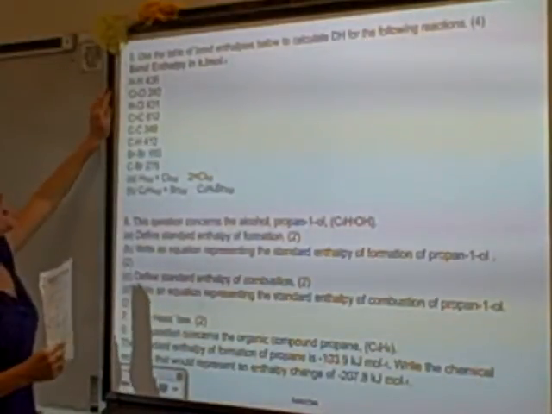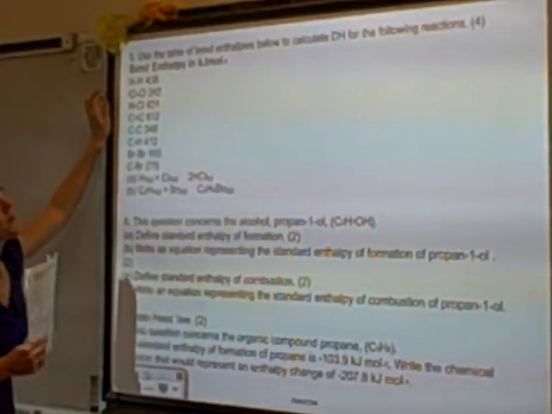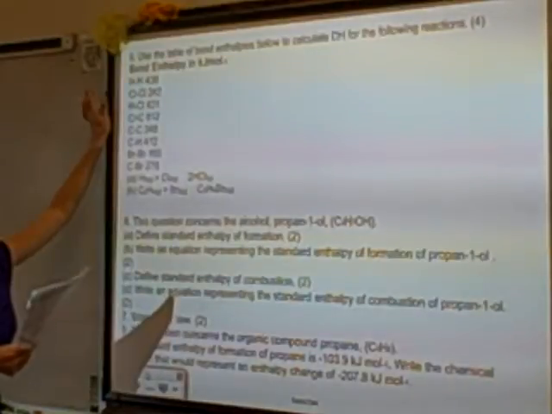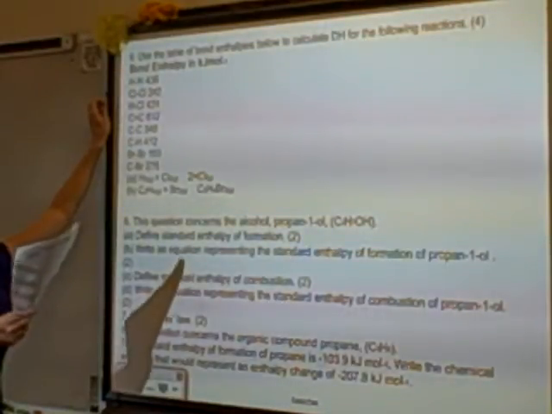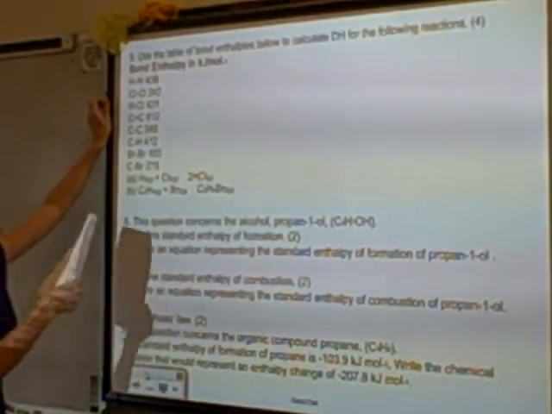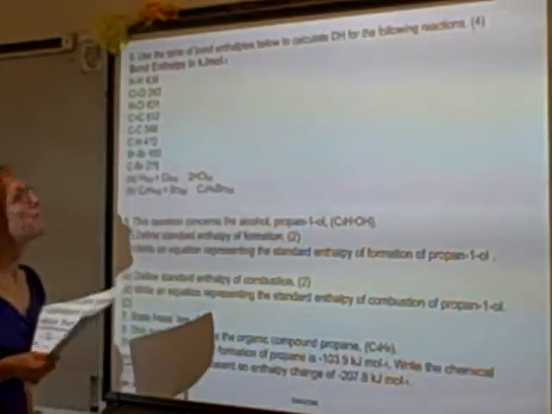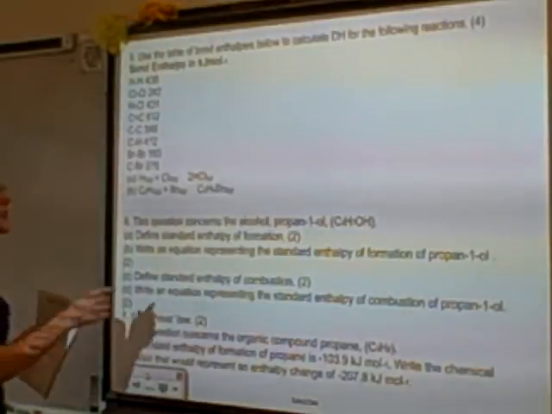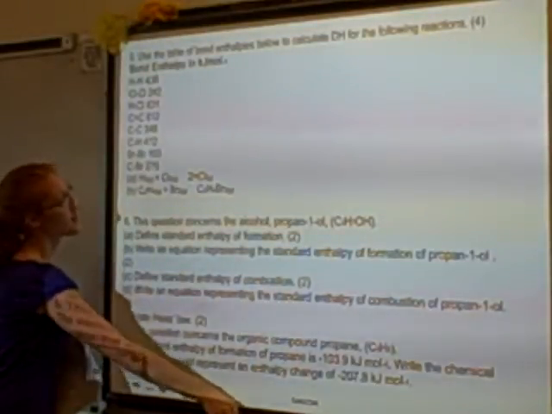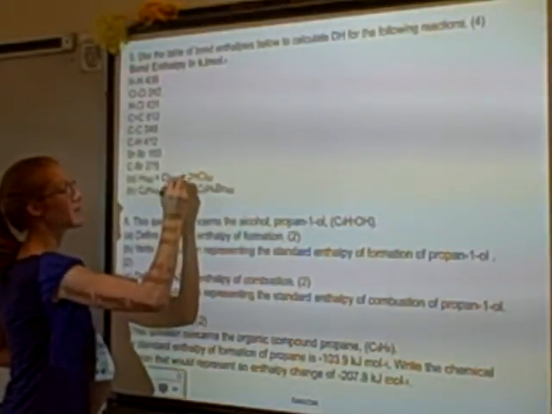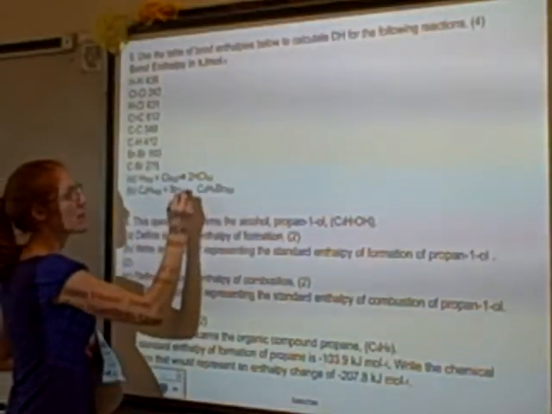So number 5, use the table of bond enthalpies below to calculate the delta H for the following reactions. That D is like a delta, and actually in your paper it's a delta. It copied as a D when I copied and pasted. So the first reaction we have hydrogen gas and chlorine gas reacting to form HCl. And then I have this guy.